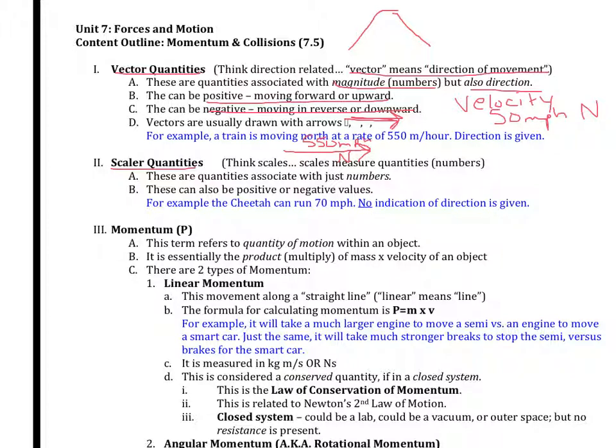A scalar quantity, on the other hand, is just a number. There is no direction. They also can be positive or negative, but there is no direction associated with a scalar quantity. Saying that a cheetah can run 70 miles an hour is a scalar quantity because you told how fast it's going, but you didn't tell what the direction was. Speed is a scalar quantity.